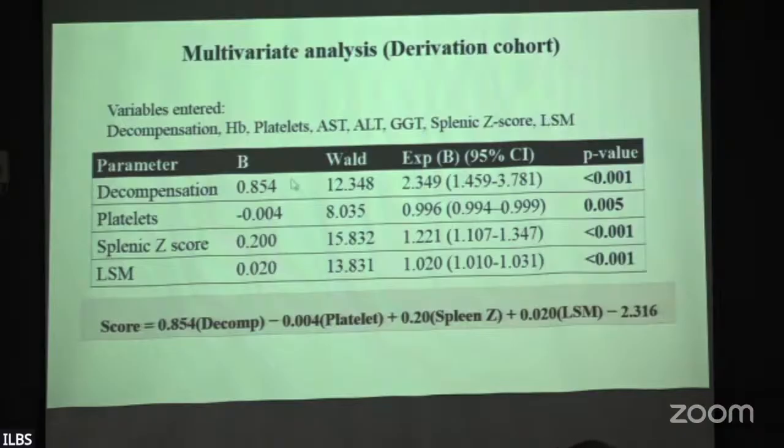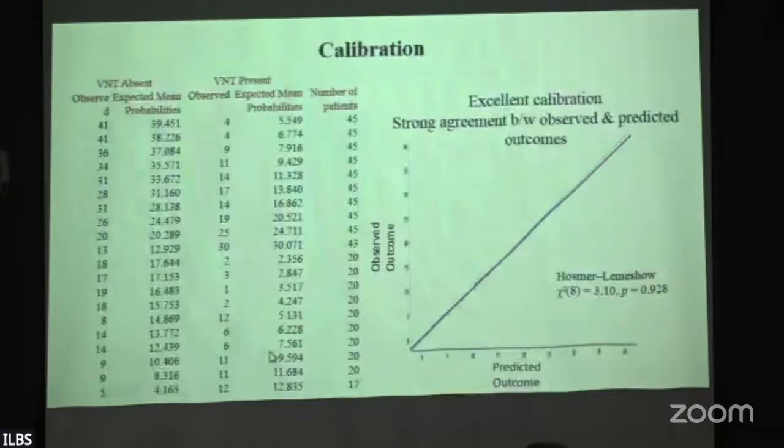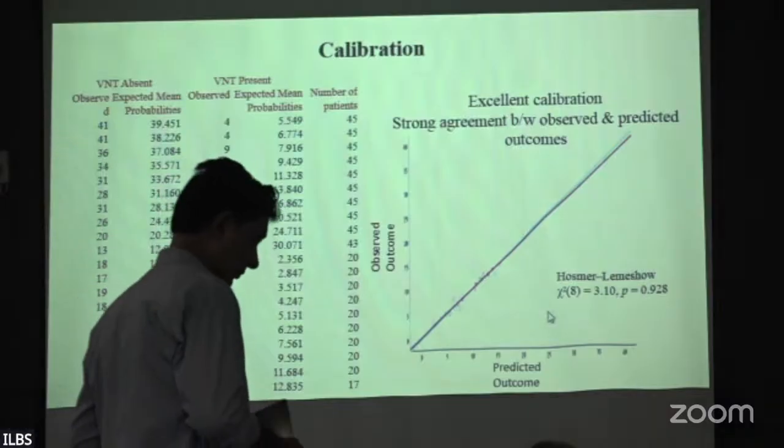So for the whole cohort, the parameters in the equation were the presence of decompensation, low platelet counts, high splenic Z score, as well as high LSM. SSM was not taken in this equation, as it was present only for a subset of patients. This equation derived from our whole cohort was then tested. The discrimination was good, and the AUROC was acceptable, matching well between the derivation and validation cohorts. We further did calibration, which showed strong agreement between the observed and predicted outcomes, checked by the Hosmer-Lemeshow test.